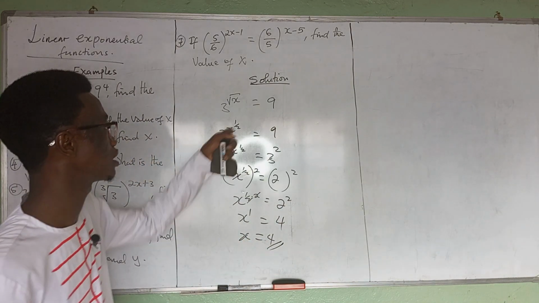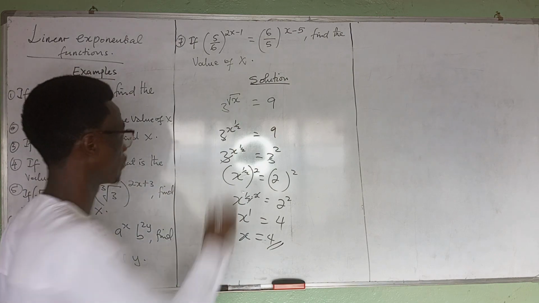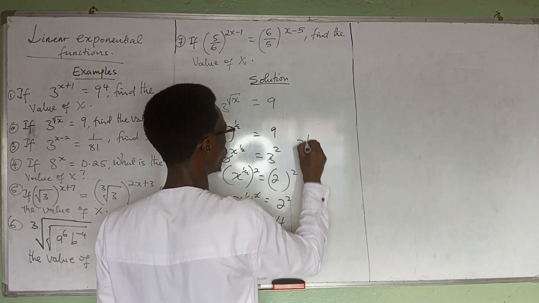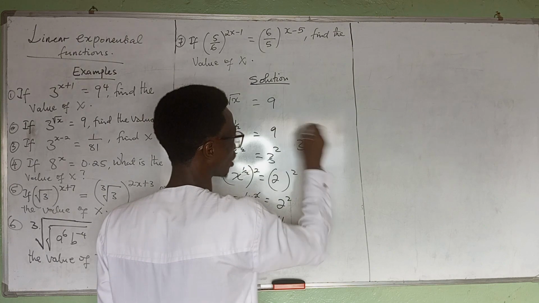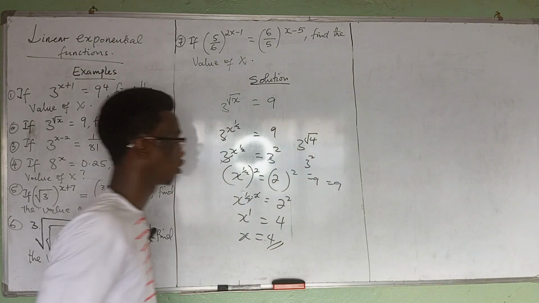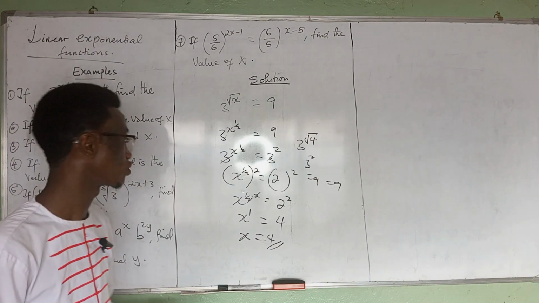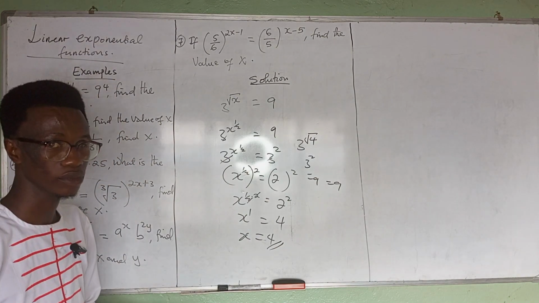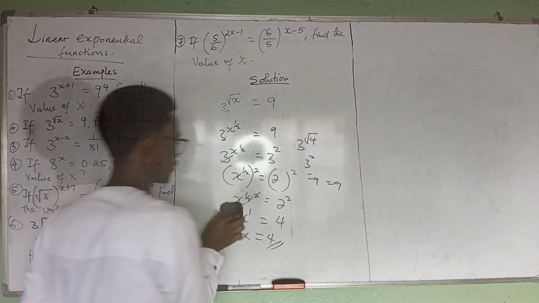And substitute this again into this, you get the same answer. You have 3 root 4. 3 root 4 is 2, so 3 raised to the power 2 will be 9 equals 9 here. Okay, so your answer is x equals 4. I guess that's very simple.